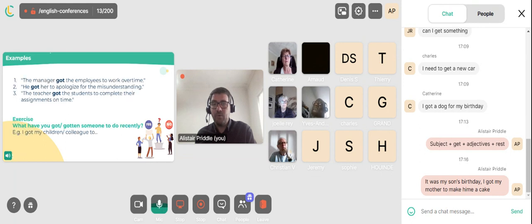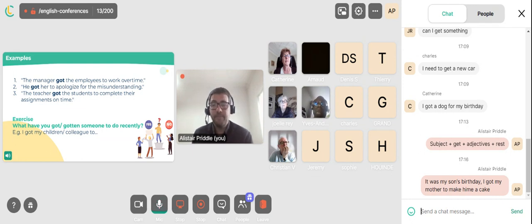Okay, here are some more examples. So, number 1, the manager got the employees to work overtime. Number 2, he got her to apologize for the misunderstanding.